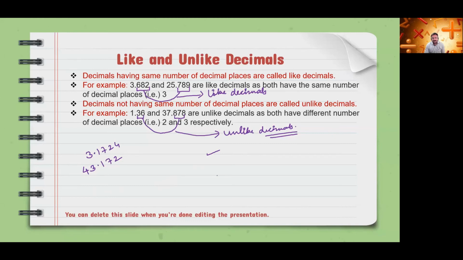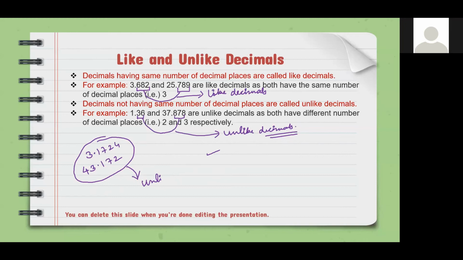Sir, it is unlike decimals. The reason is, sir, after the point there are four numbers in 3.1724, and in 43.172 there are three numbers after the point.